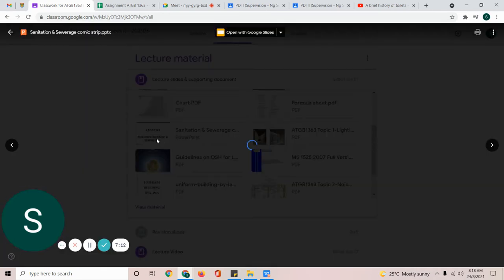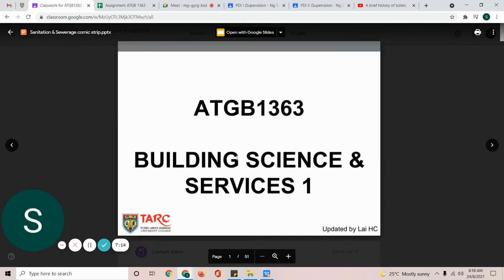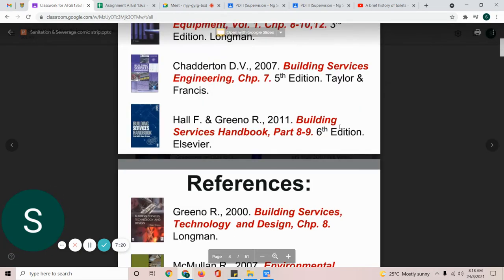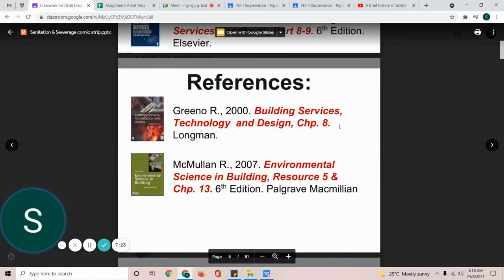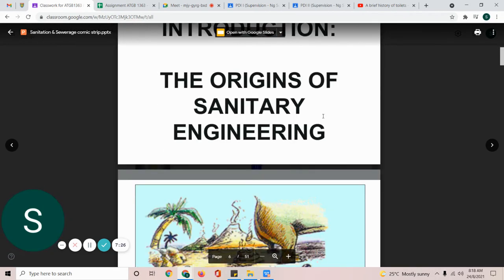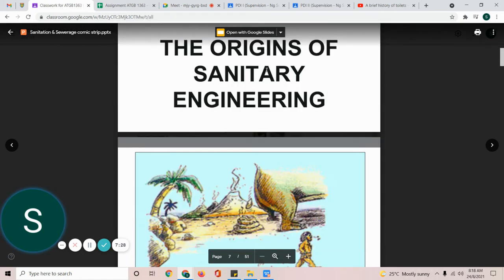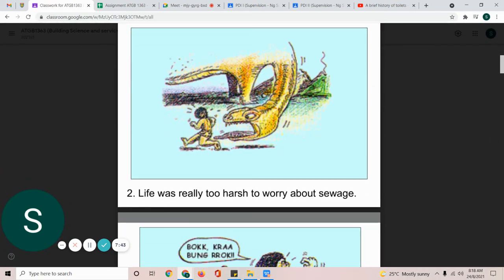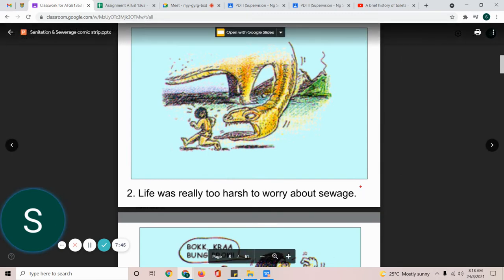Is it this? Yeah. So here, this is a quick short. Yeah, this is a comic strip regarding sanitation and sewerage. So if you go back to the olden age, we just leave it as like normal animals. This is going back to the very olden age, so it's a very harsh life. Then we don't really care much about it.